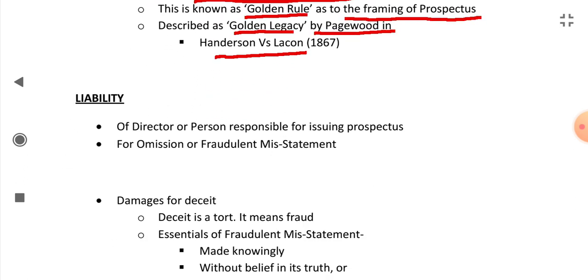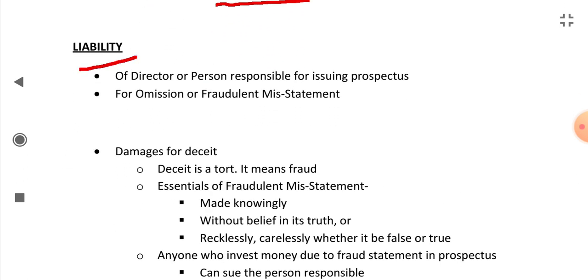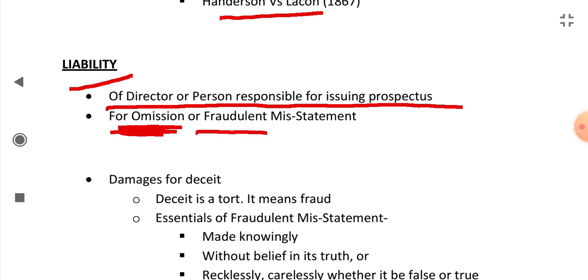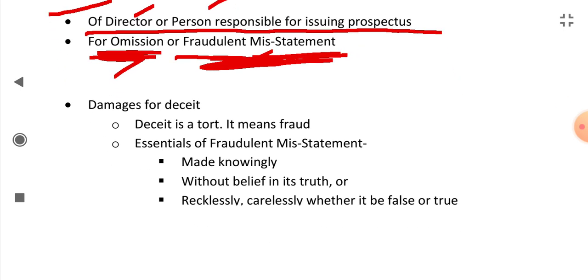Now liability. Liability of whom? Liability of directors or persons responsible for issuing prospectus for omission, that is, for missing something, or fraudulent misstatement, that is, an incorrect statement. So how is the liability of these directors and the persons who issue this prospectus, in which there is omission or fraudulent misstatement?